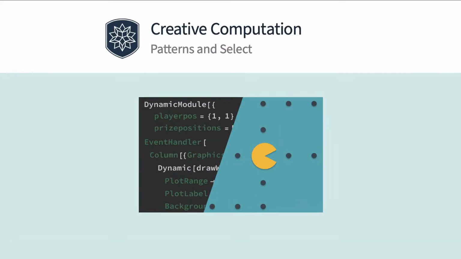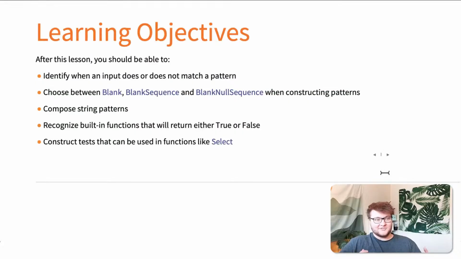Hello. So in this lesson, we're going to be talking through patterns and select. The learning objectives are to identify when an input does or doesn't match a pattern, choose between blank sequence and blank null sequence, which are functions we're going to cover when constructing a pattern, composing string patterns, so building patterns for strings, recognizing built-in functions that are going to return true or false, and constructing tests that can be used in functions like select.